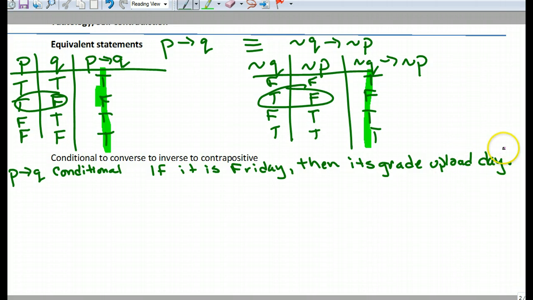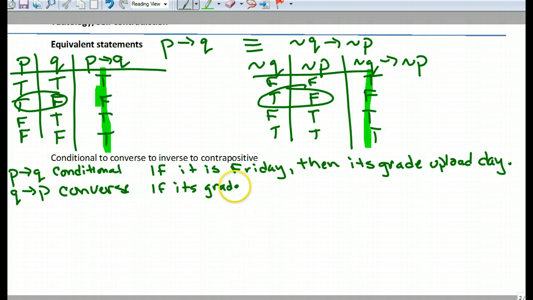So that was my first statement. But I want to make that into a converse. Do you guys remember what the converse is? Just switch them around. Yep. So this would be converse. So then I would say if, notice it starts with an if also, if it's grade upload day, then, yep, it's Friday. On the test, it will always be in sentences, yep.